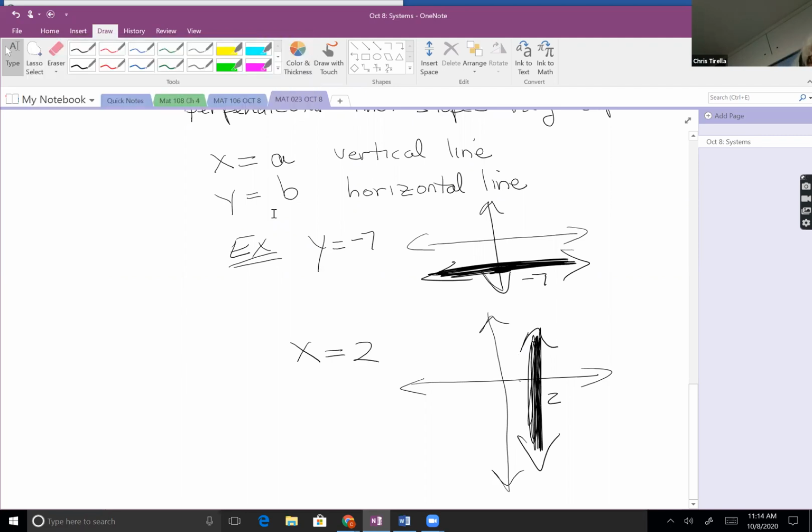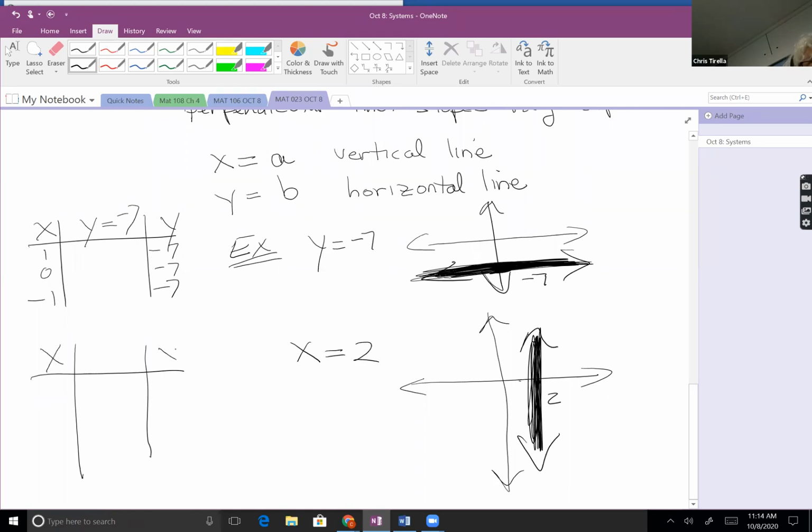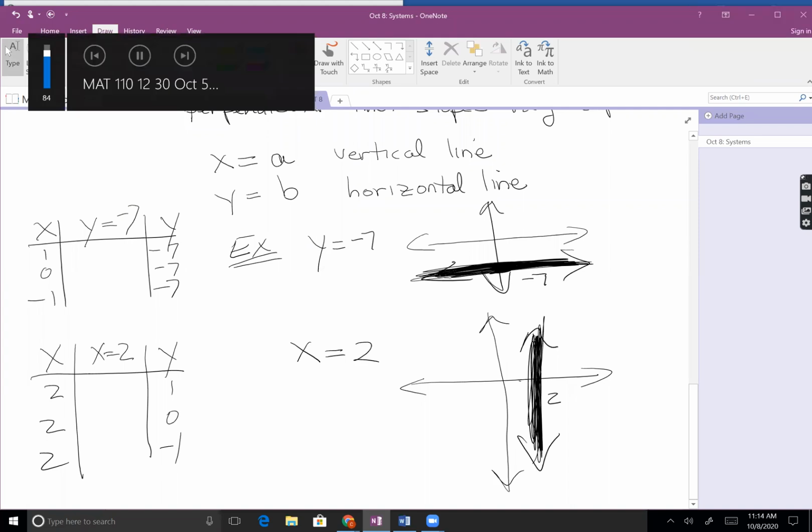If you can't remember that, I guess you could make a table of values. x, y, and our line is y equals -7. So it doesn't matter what I put in for x, the y value is always -7. And if I look for all the points with a y value of -7, they'll be on the same line. And with x equals 2, it tells me my x values are always 2, no matter what my y values are. And that's what gives me that vertical line when I look at points like that. Does that make sense?